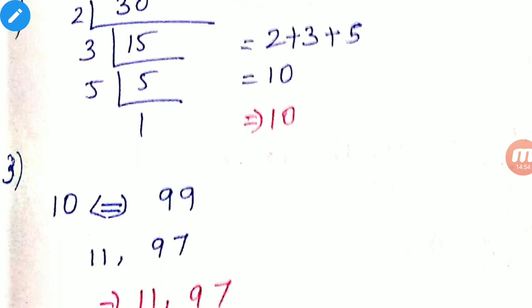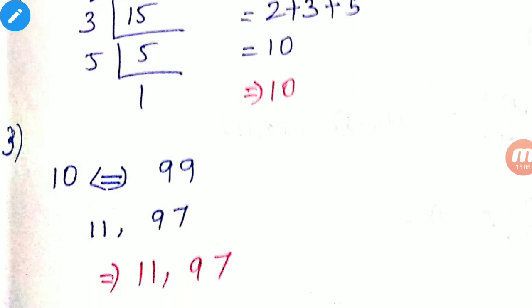Same in the case of 99. 99 is not a prime number. 98 is also not a prime number, but 97 is a prime number. So the smallest 2-digit prime number is 11 and the largest 2-digit prime number is 97.